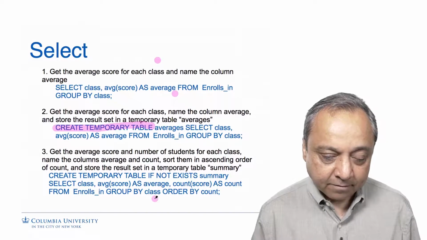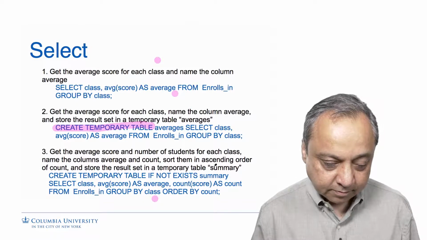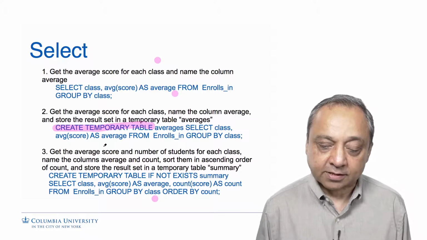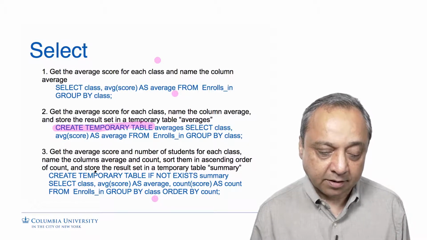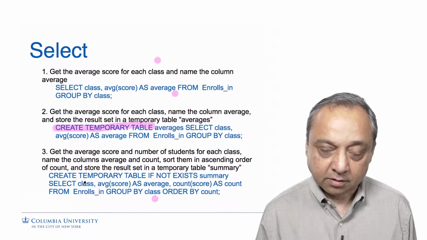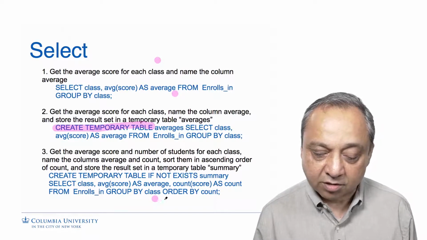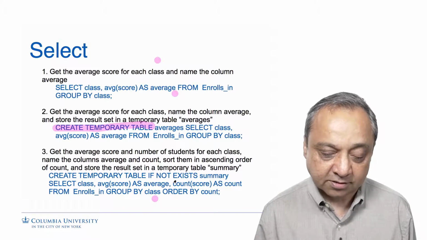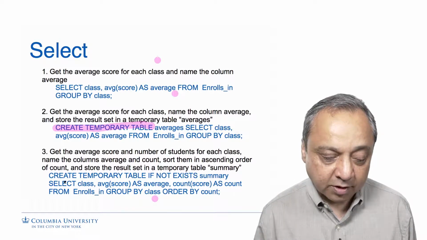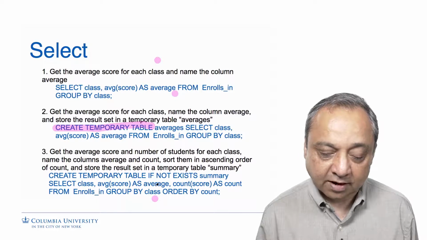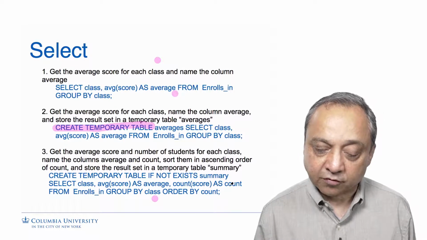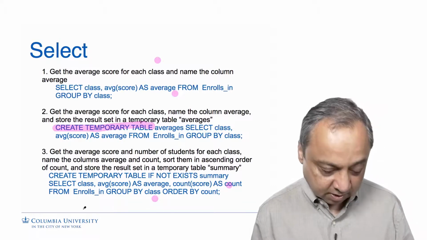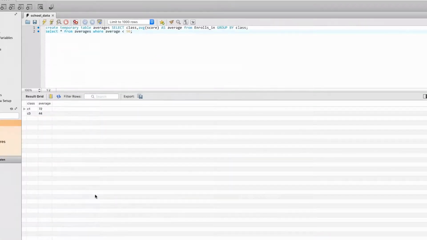And we can, of course, complicate this as much as we like. So for example, here I take the same query that I have, and I can order them by count, or order them by class name or whatever, right? So now here what I'm doing is I'm saying select the class, the average score as average, get the count of the number of students in the class as count from enrolls in, group by class, order by count, all that stuff. So let's go and do that here.